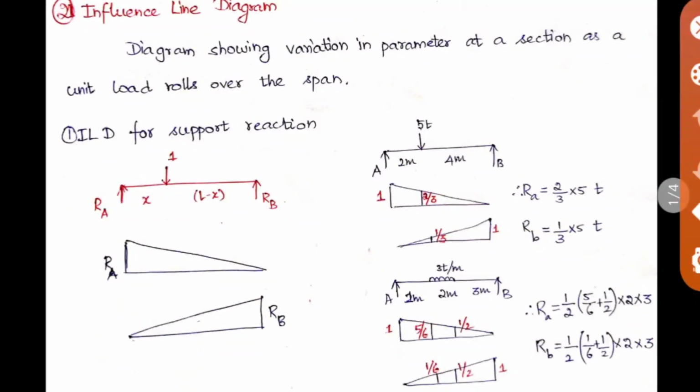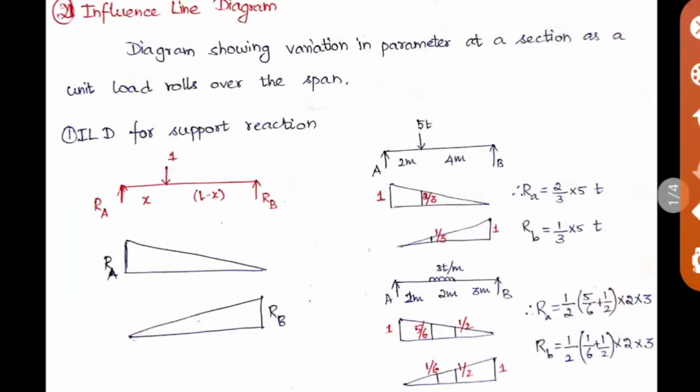So let us see this with an example. Here I have given a simply supported beam with a load of 5 ton acting at a point 2 meters from the reaction A, that is support A. Now we want to find the reaction at A and also the reaction at B using the ILD principles. So what you should do is apply the basic similar triangle rule here.